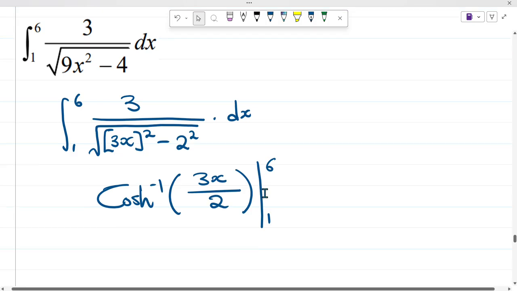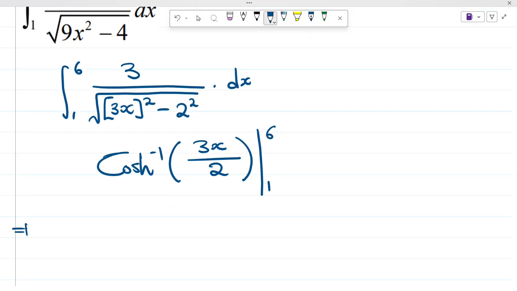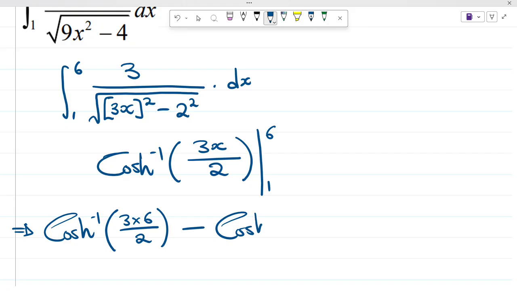I'm done there. I'm not done, of course. I need to substitute the limits for me to get my answer for this definite integral. Then I'm going to say hyperbolic cos inverse of 3 multiplied by 6 divided by 2, minus the hyperbolic cos inverse of 3 multiplied by 1 divided by 2. And then I get the answer there. So the answer to this definitely is going to be what?